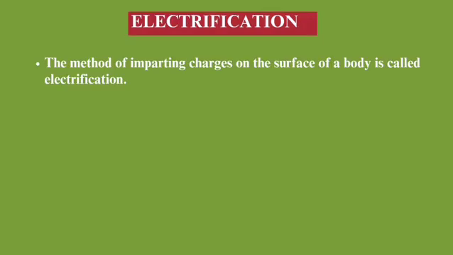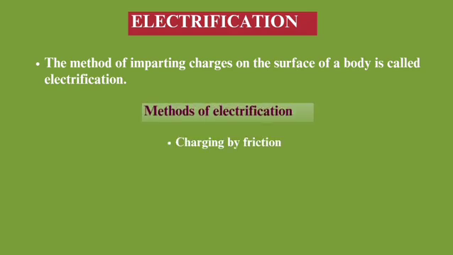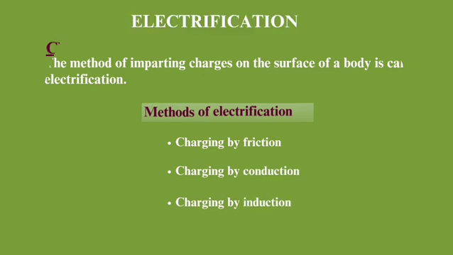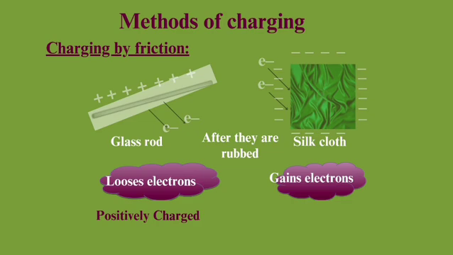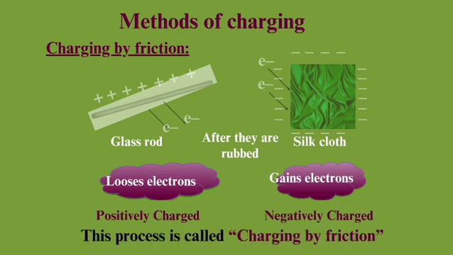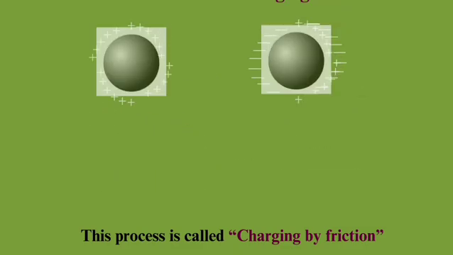Electrification. The method of imparting charges on the surface of a body is called electrification. Methods of electrification: charging by friction, charging by conduction, charging by induction. Methods of charging: charging by friction. One body loses electrons and becomes positively charged, the other gains electrons and becomes negatively charged. This process is called charging by friction.